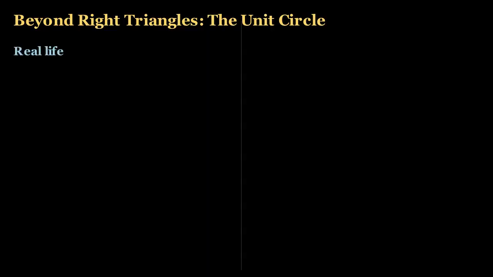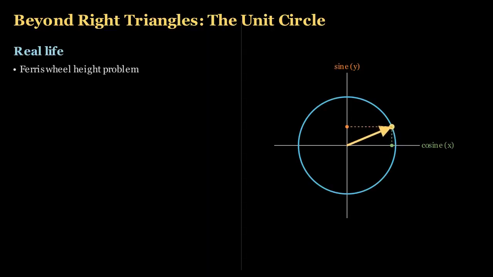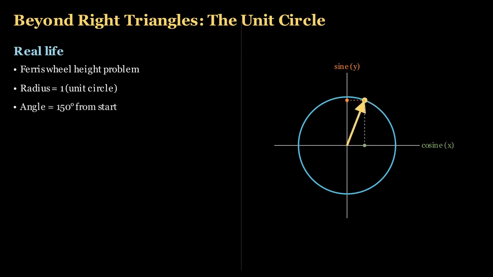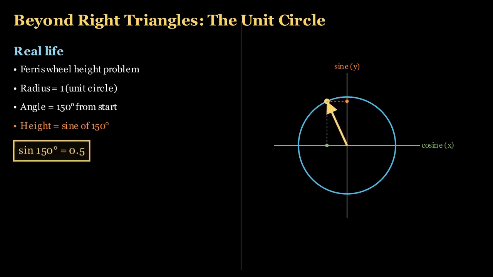You're on a Ferris wheel with radius 1 unit. You start at the 3 o'clock position. The wheel turns you 150 degrees counterclockwise. Your height above the center is the y-coordinate of that point. On the unit circle, at 150 degrees, the point is.